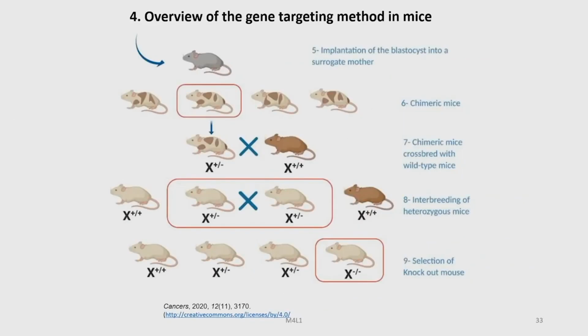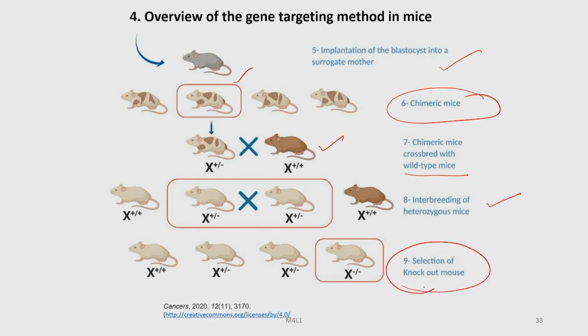So, this is the fifth step, where implantation of the blastocyst into a surrogate mother is carried out, and which produces the chimeric mice. These chimeric mice are crossbred with wild type mice, and this will produce progeny, and inbreeding of the heterozygous mice is carried out, and finally, at the ninth step, selection of the knockout mice will be done.